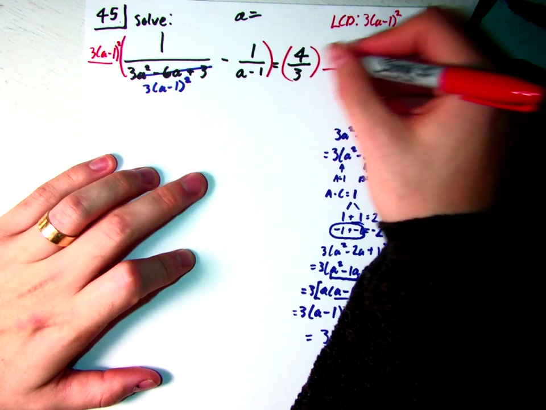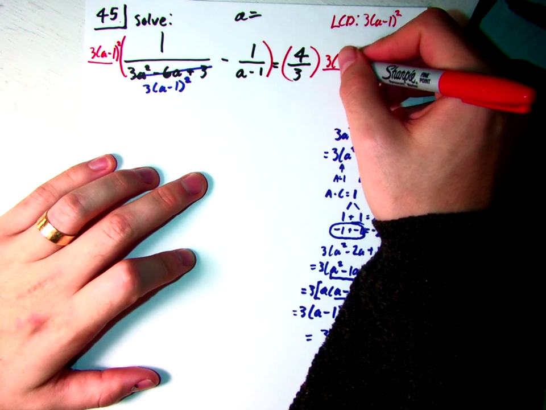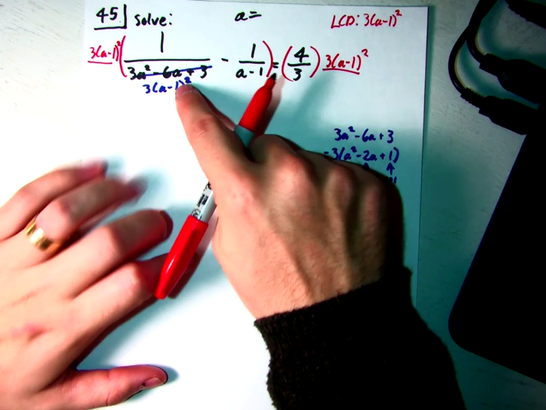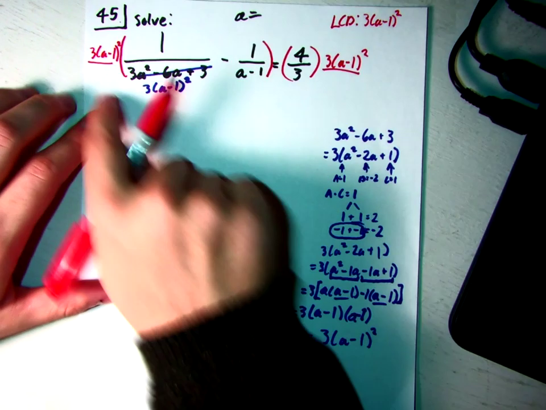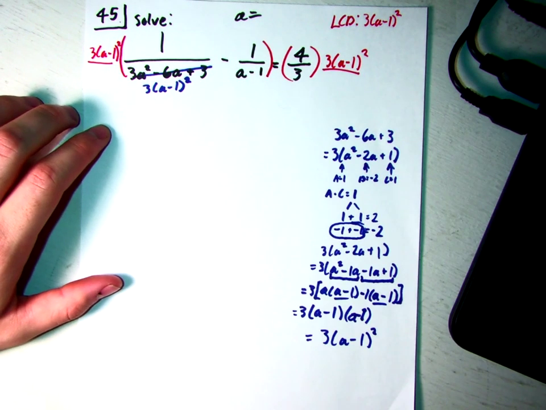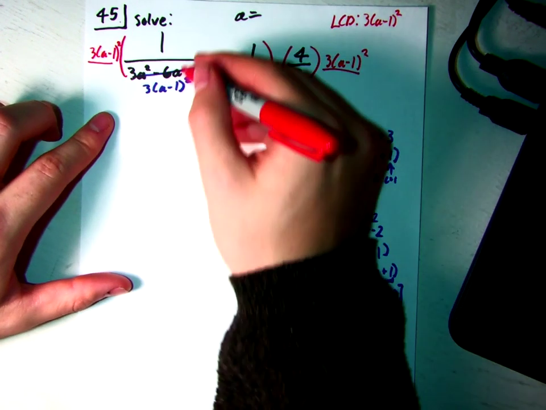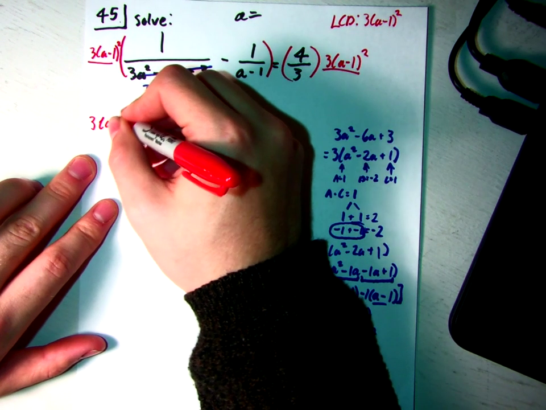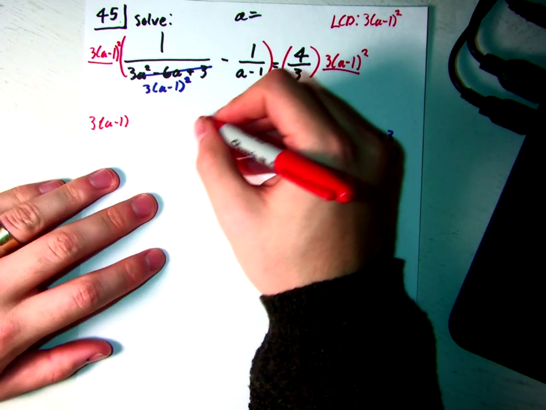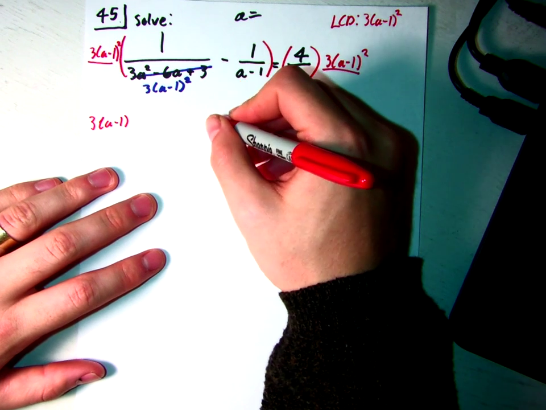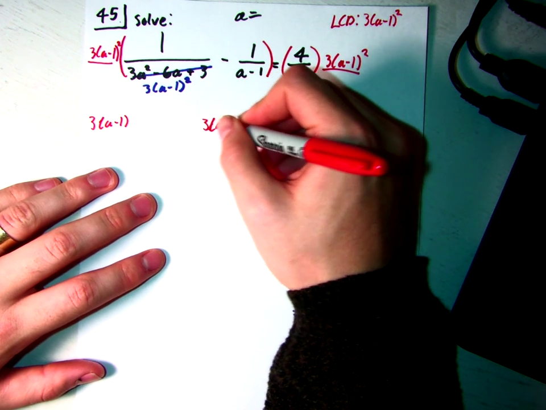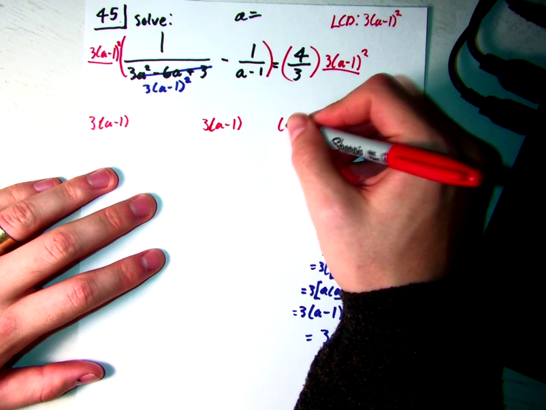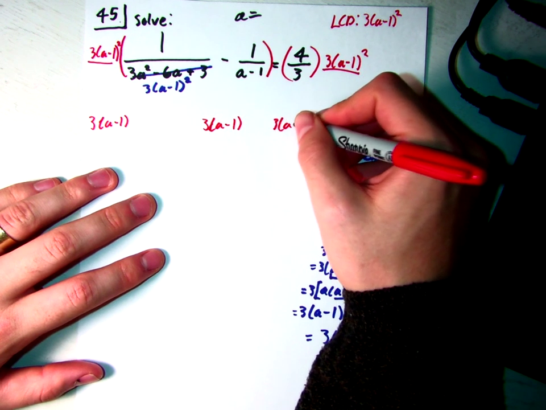And the point of that is that if I multiply by everything, it's got enough in it to be able to cancel all of these denominators. So let's multiply all these rational expressions by that least common denominator. Let's distribute that inside. Okay, so we've got 3 times a minus 1 minus, let's see, 3 times a minus 1 and equals 3 times a minus 1.